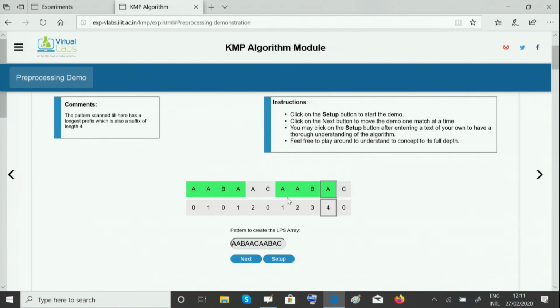Now again AABA is a suffix and a prefix as well, so we assign the value 4 because the longest prefix, which is also a suffix, is 4 here. Now since there is no suffix found which is equivalent to a prefix, we assign the value 0.